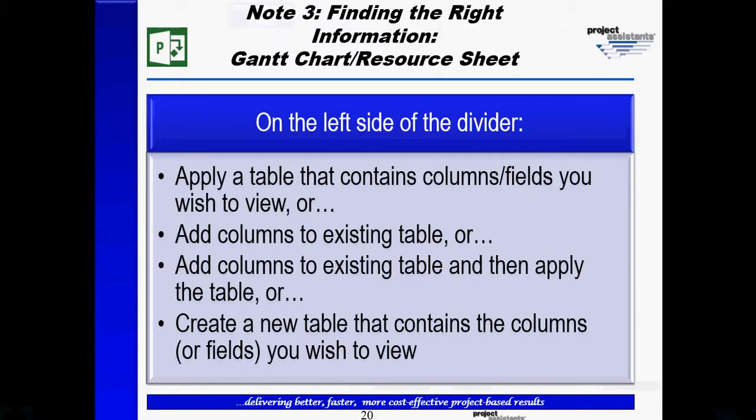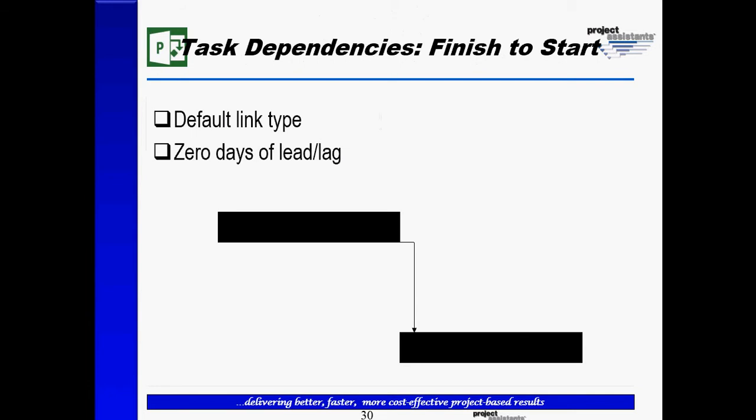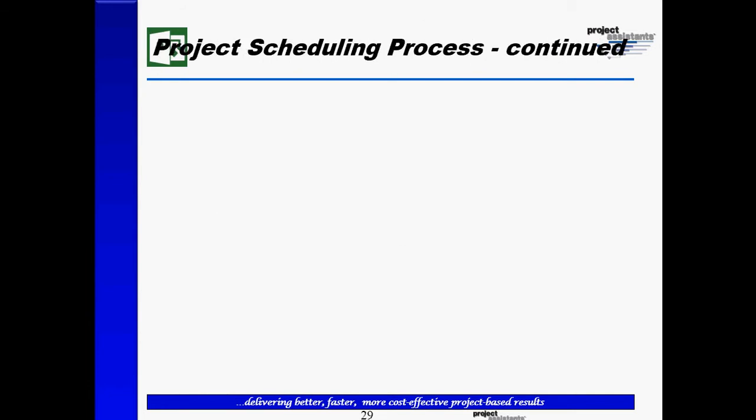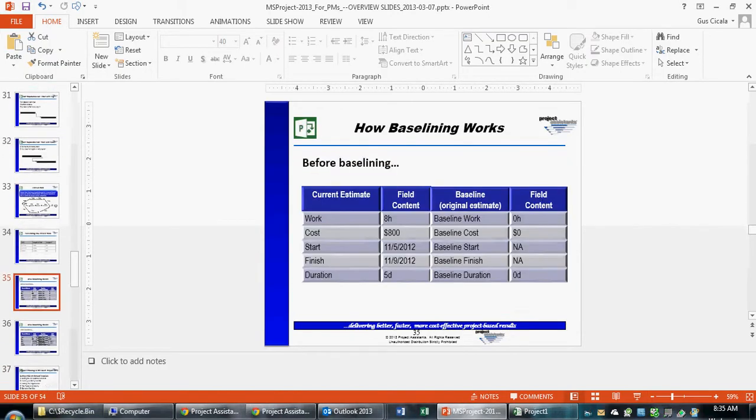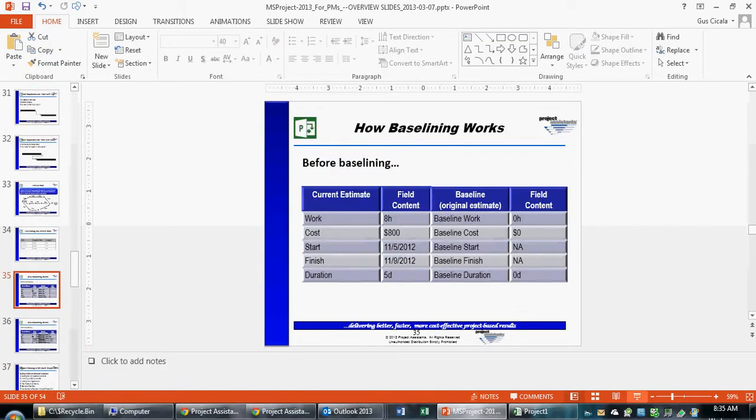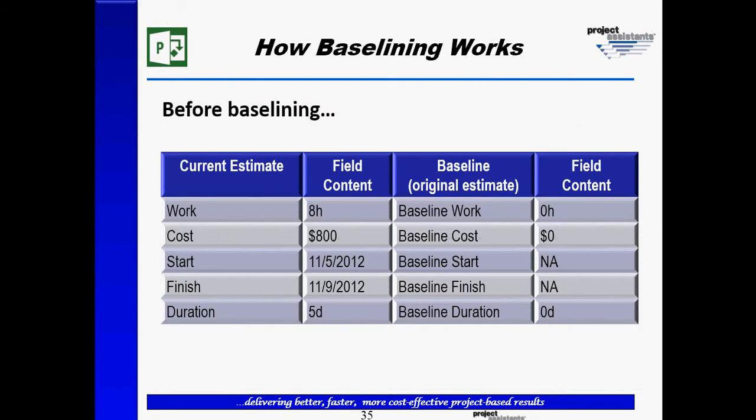The baselining process itself is a process of taking the estimated work, cost, start, finish, and duration and copying it over into the baseline fields. Let's take a look at a sample. In this case, we're going to see a sample of what the baseline looks like before we change it.